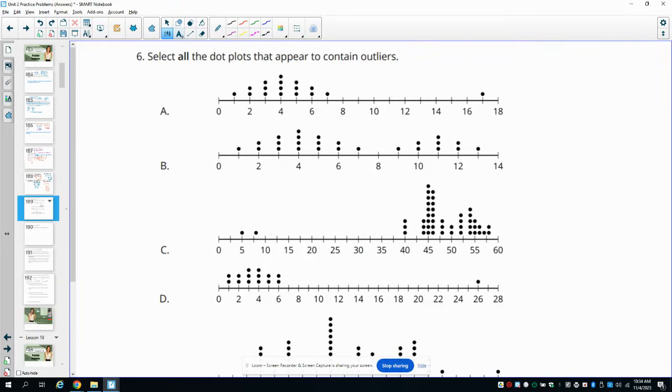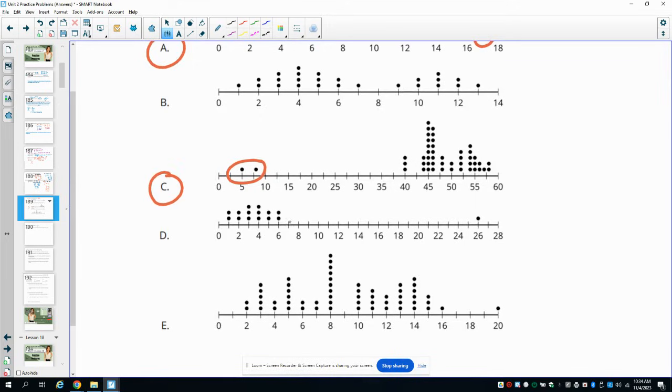Number 6 asks us to select all dot plots that appear to contain outliers. So remember, outliers are data that are way away from the rest of the data. So A appears to have an outlier. B doesn't, because we don't have all the data centralized anywhere. C, all of the data is over here between like 40 and 60, except for these two. So those are considered outliers.